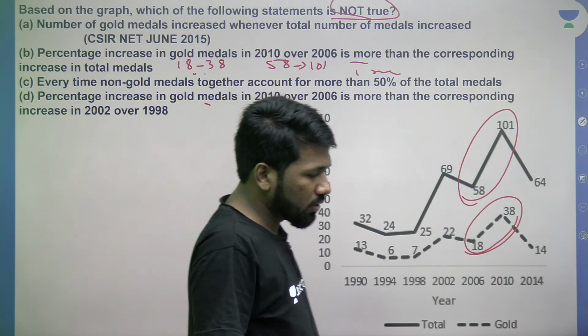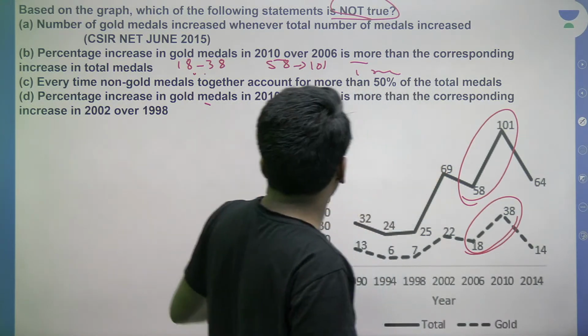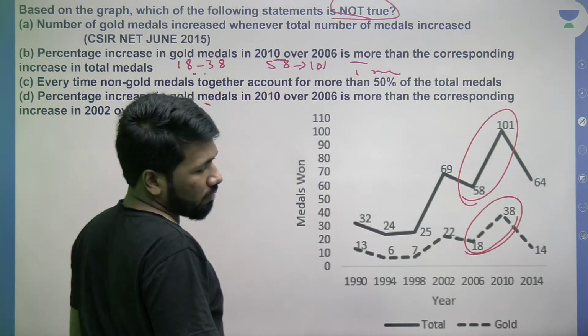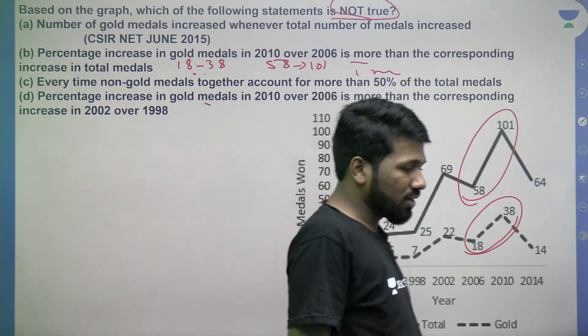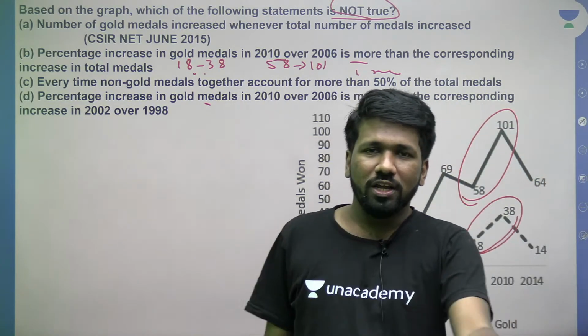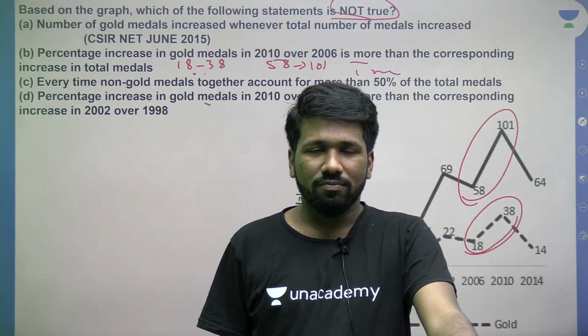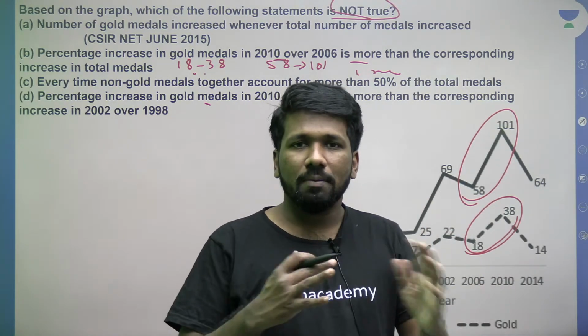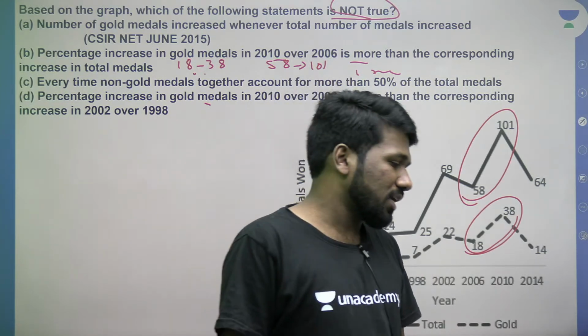Did you all understand? Don't waste your time in doing the formula, 38 minus 18 by 18 into 100, 101 minus 58 by 58 into 100, final value minus initial value by initial value into 100. That was a school day formula, but don't do that. When you look at the number increase itself, you should say which will be comparatively bigger. That skill you need to develop.